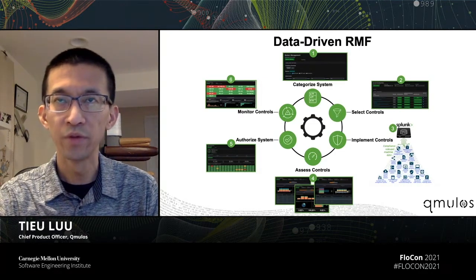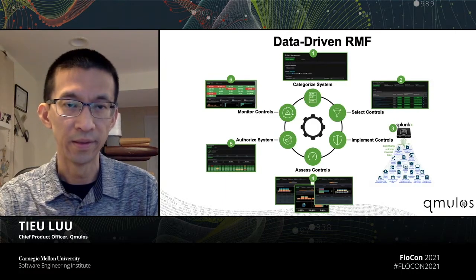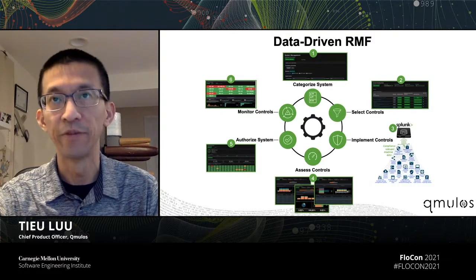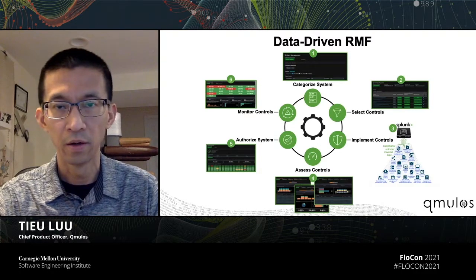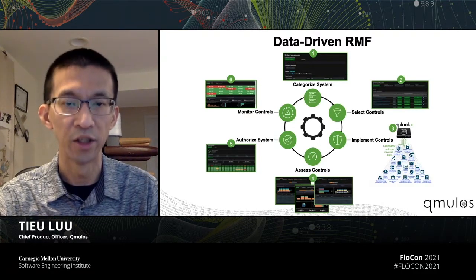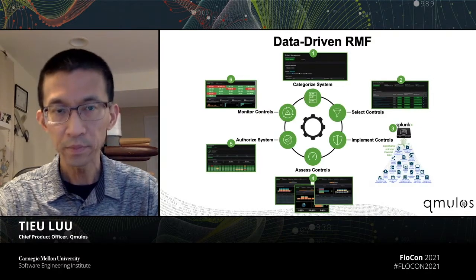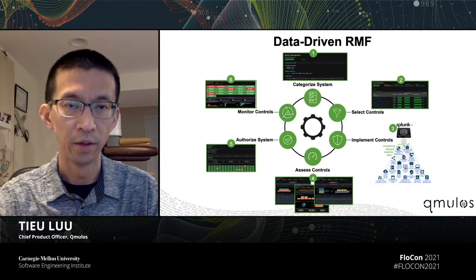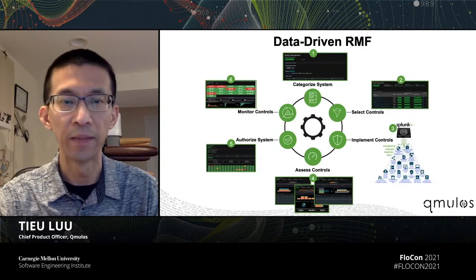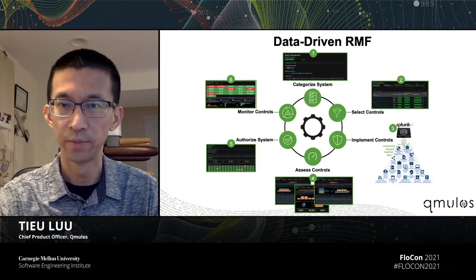And for those of you who aren't familiar with this diagram, these are the 6 steps of the risk management framework from NIST Special Publication 800-37. So a very simple yet effective process for implementing risk management. And throughout this talk, we'll basically be talking about how a data-driven approach can support all of these steps of the risk management framework to streamline and provide actual security value with this approach.